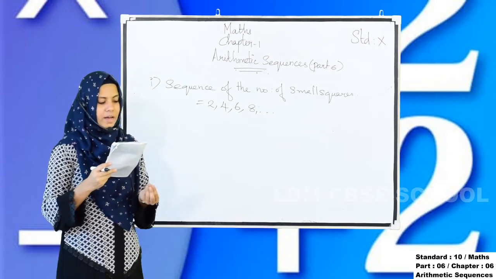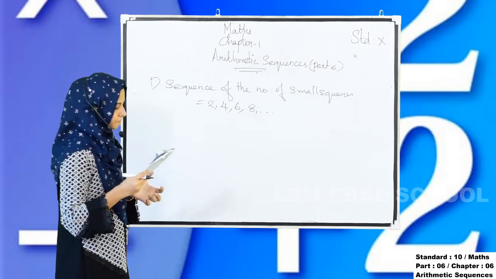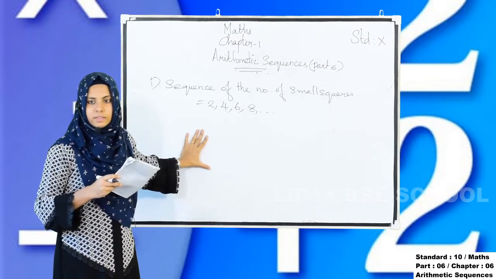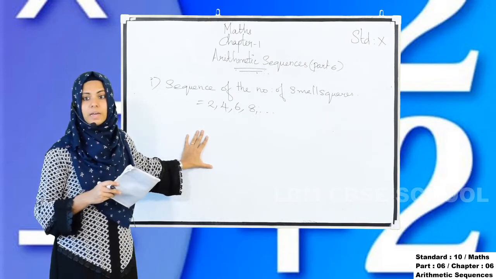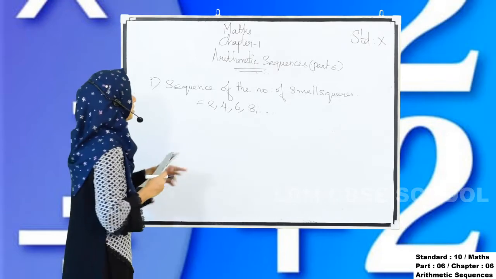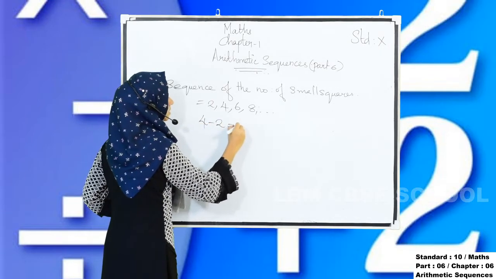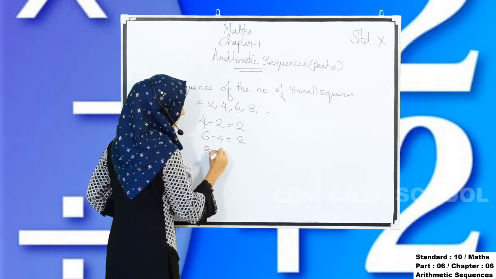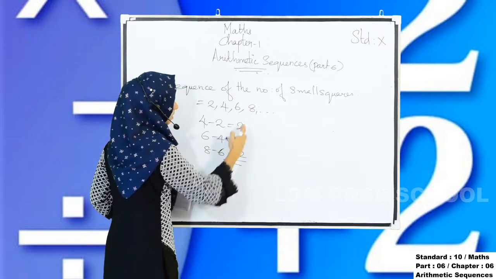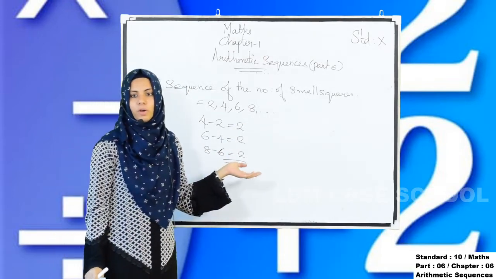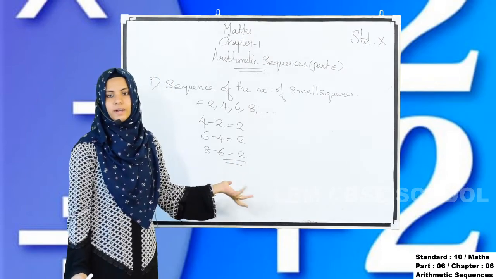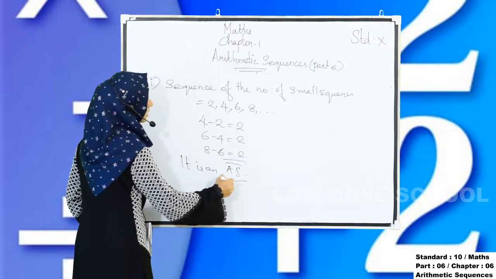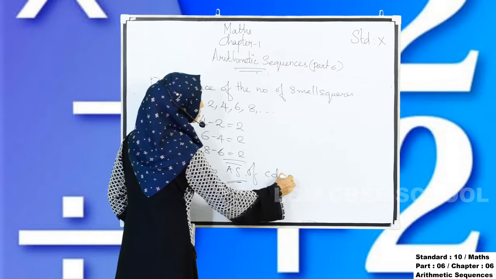And how many large squares? Before that, in this sub question we want to check whether the sequence of the number of small squares is an arithmetic sequence. So we want to check whether the common difference is the same or not. So from this we got that all the common differences are the same, then we can say that it is an arithmetic sequence. So it is an arithmetic sequence of common difference 2.